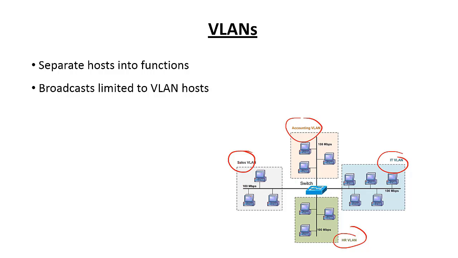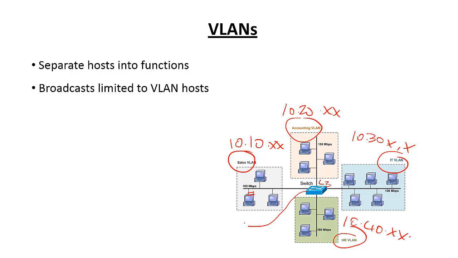Now, if there's a broadcast, say there's a fault on the network card for this device here, then the broadcast traffic, because each VLAN has its own network address, so say that's 10.10, 10.20, 10.30 and 10.40. So these are all different subnets, and in order for these to communicate, you'd either have to have a layer 3 module in this switch, or the switch would be connected to a router, as we've spoken about earlier.